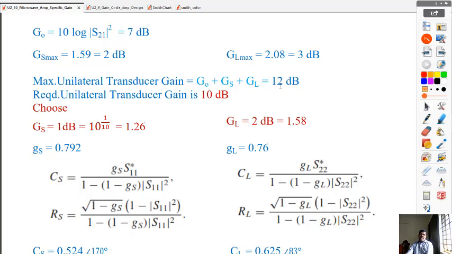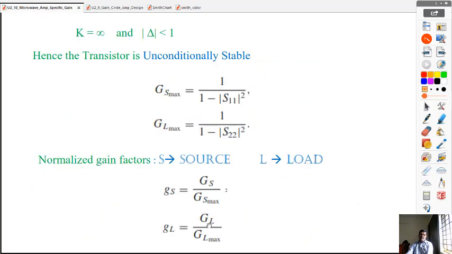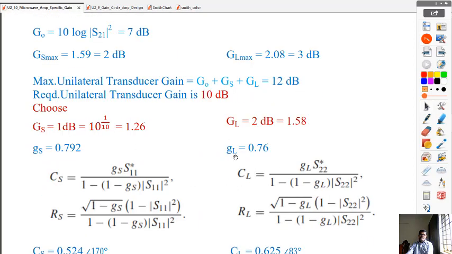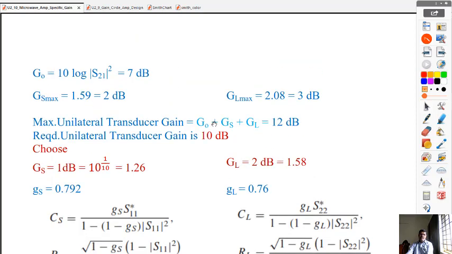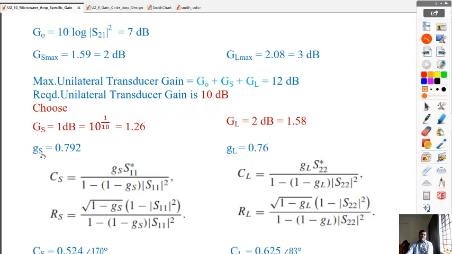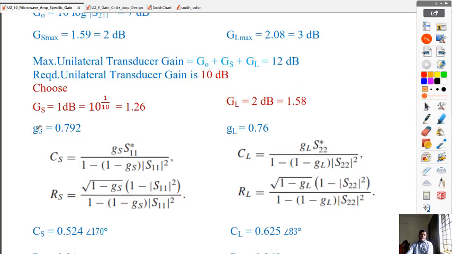2.08, and what we have chosen for GL is 1.58. So 1.58 divided by 2.08 as per this formula gives the normalized GL value of 0.76. Similarly, the GS value: what we have chosen is 1.26 divided by the maximum 1.59 as per this expression, which gives us the normalized GS value of 0.792. Now we have computed both GS and GL in normalized value form.